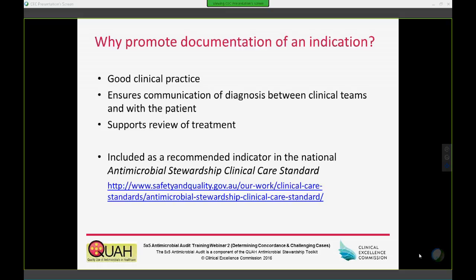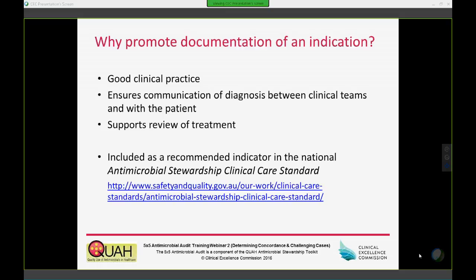It also ensures that there's communication of the diagnosis and the reason for the patient's medicine between clinical teams that are looking after the patient, and also with the patient, their carer and their family. So if everyone's on the same page about why the patient's on an antibiotic, then it improves that communication and other things that may need to be done in relation to the therapy.